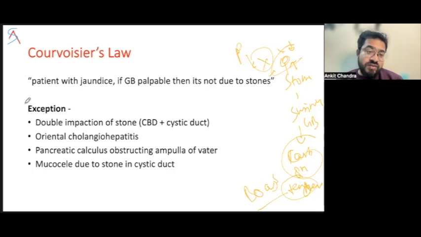And now coming to the exceptions of this law, which is very, very important. Examiners will always ask you what is Courvoisier's law and what are its exceptions. Because, as I already told, in stone the gallbladder won't be palpable. But there is a double impaction of a stone at the cystic duct and a stone in the common bile duct, in that case the gallbladder of the patient might be palpable. If there is oriental cholangiohepatitis, pancreatic calculus obstructing the ampulla of Vater, or mucocele due to a stone in the cystic duct. So all these four exceptions you have to remember. In those cases, the gallbladder might be palpable.